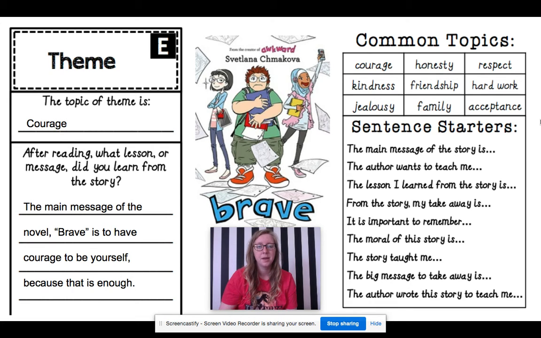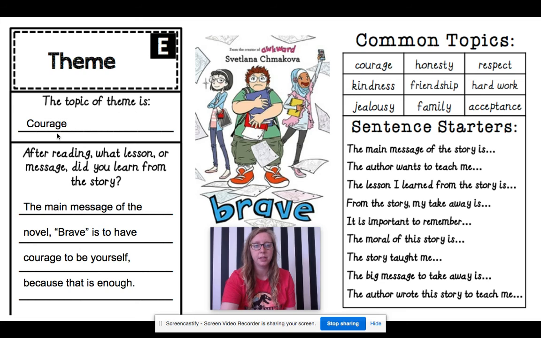Now, remember, I might read a story and think a theme is one thing, and you might think it's something different. It's going to depend on the reader, but overall, for the most part, we can usually find a theme that we can agree on. So I felt like this story, Brave, the topic of the theme is courage. And so my actual theme I wrote below. So after reading, what lesson or message did you learn from the story? We want to give some more details here and really give our thinking behind it.